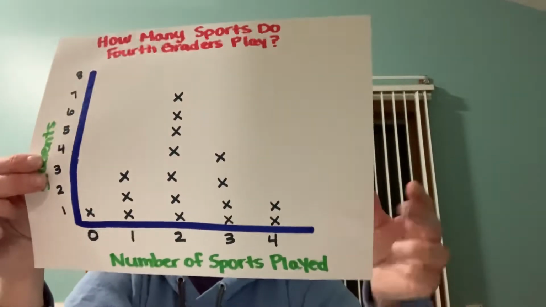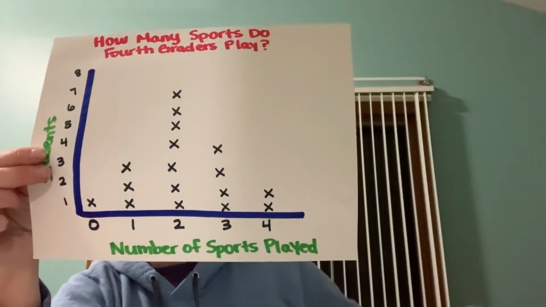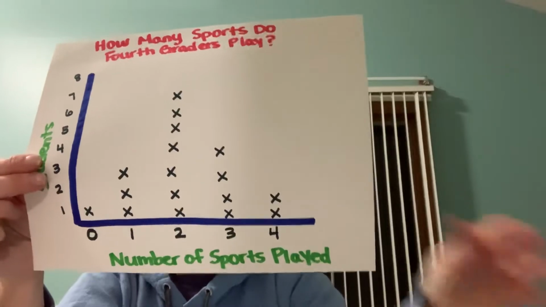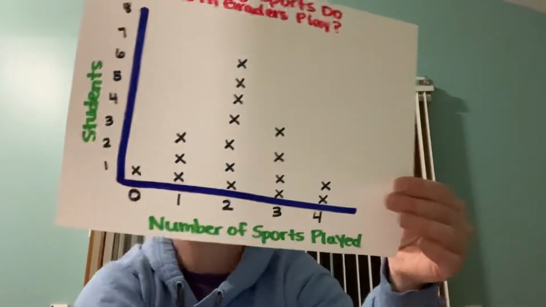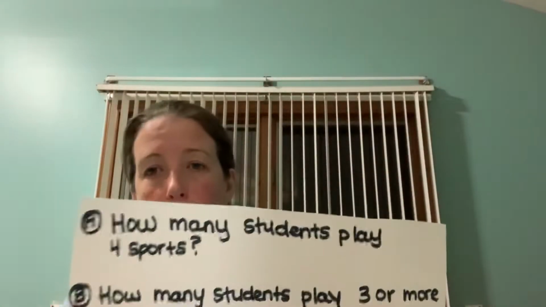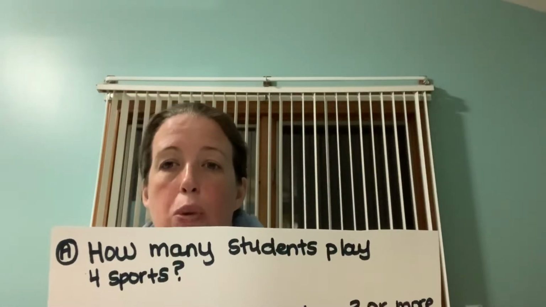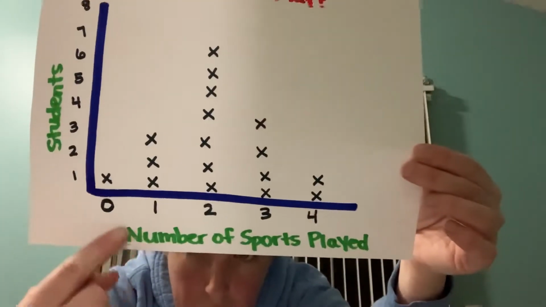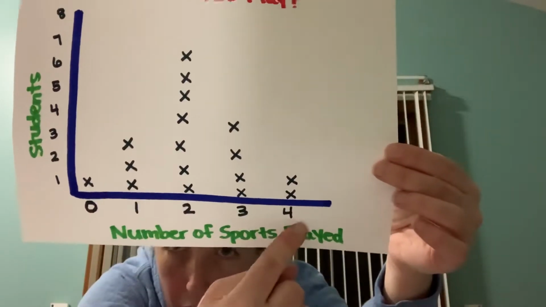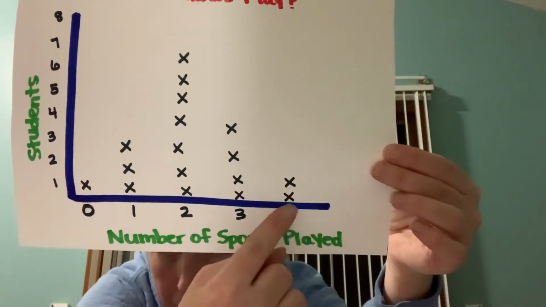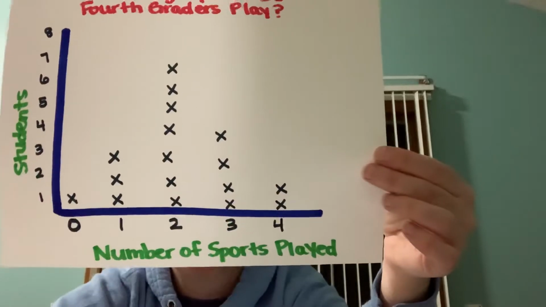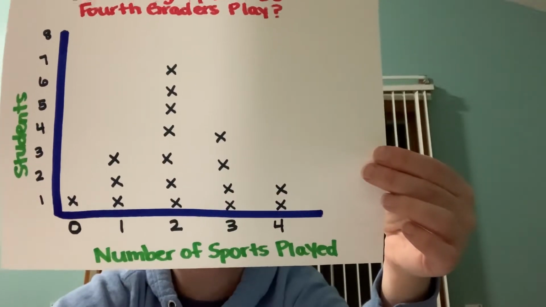So let's look at some questions that we could pair with this line plot to see if we can answer them. The questions are the hardest part, understanding the information on the graph. So our first question, A, says, how many students play 4 sports? Which means I'm going to isolate just the 4 for number of sports. And then I'm going to count how many students. So since I have 2 X's, that means 2 students play 4 sports.